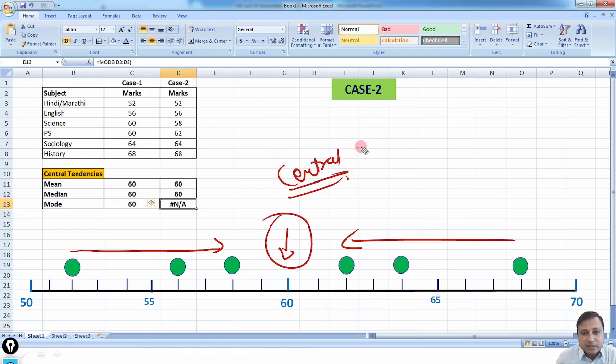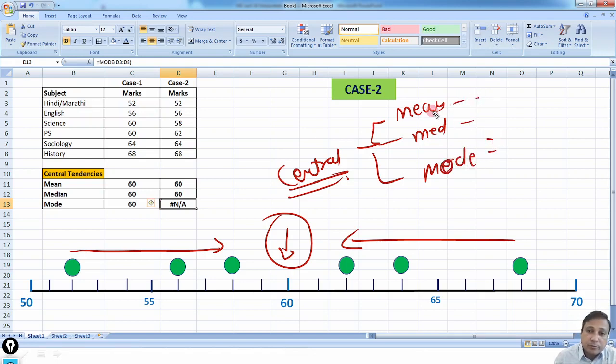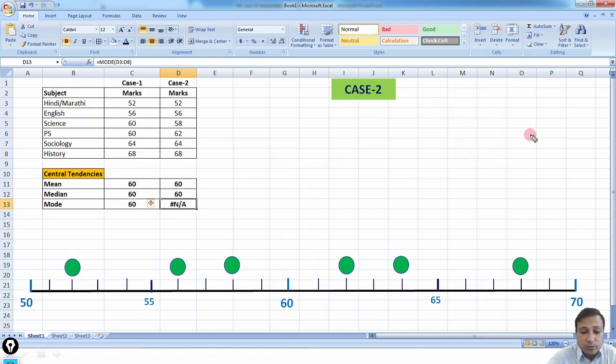Fine. And in central value, again there are three different measures: mean, median and mode, and they have their own meaning. So whatever you compute, if you compute mean, you will have to explain accordingly. If you compute median, you will have to explain accordingly. If you compute mode, you will have to explain accordingly.